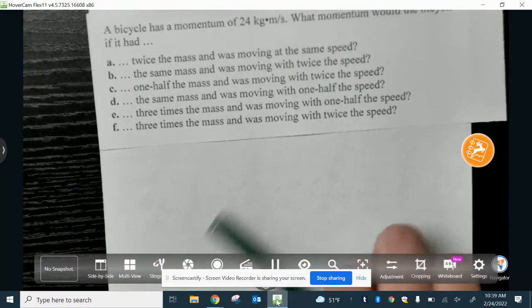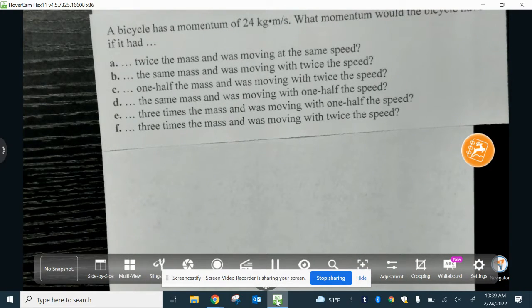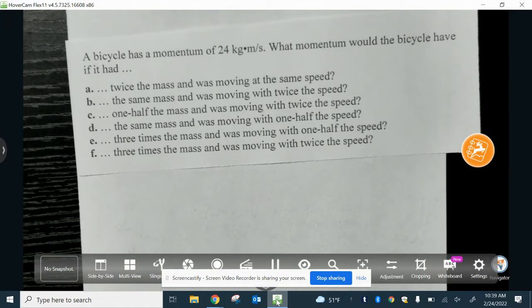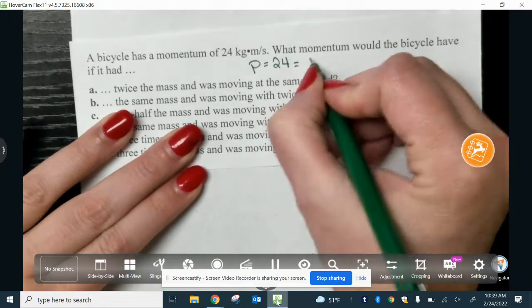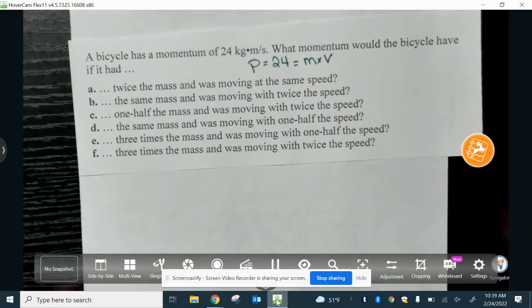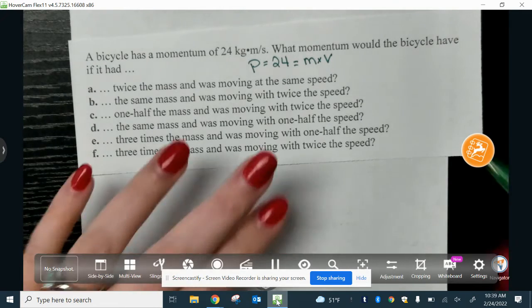You should have picked up this warm-up when you walked in. It can be a little bit confusing because you don't have the mass or the velocity. But you know that the overall momentum is 24. So we have to look at it like this: the momentum's 24, which is equal to the mass times the velocity. Both the m and the v are unknown, but we know that multiplied together they equal 24.